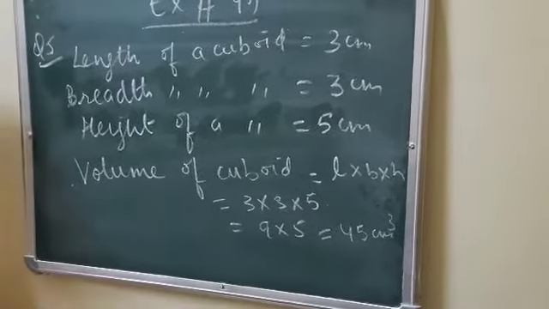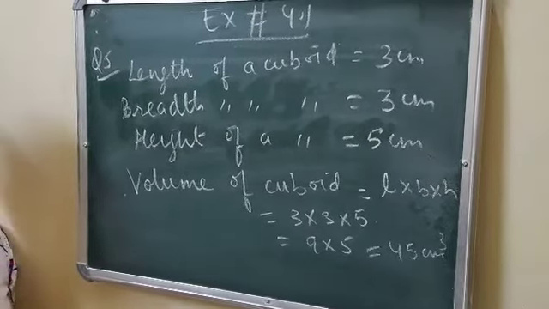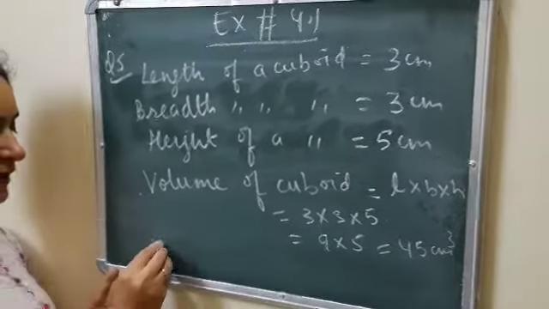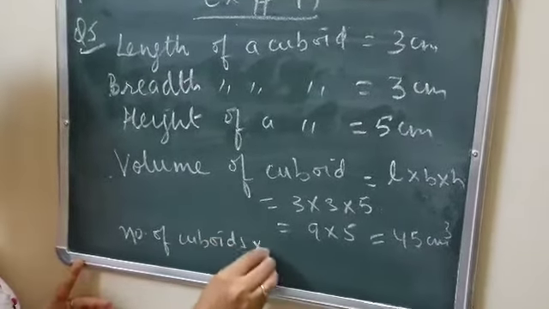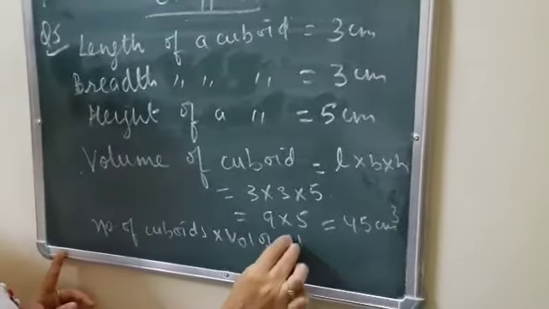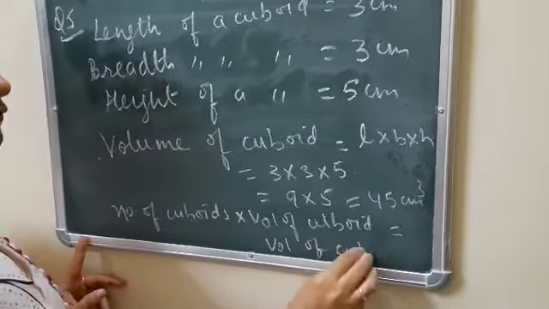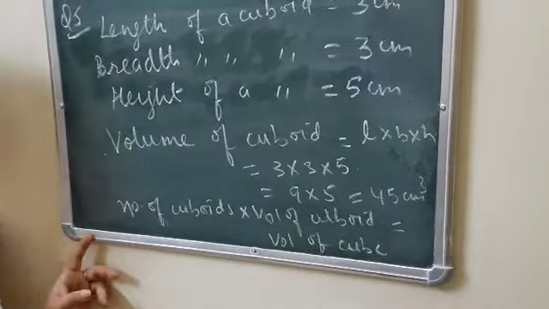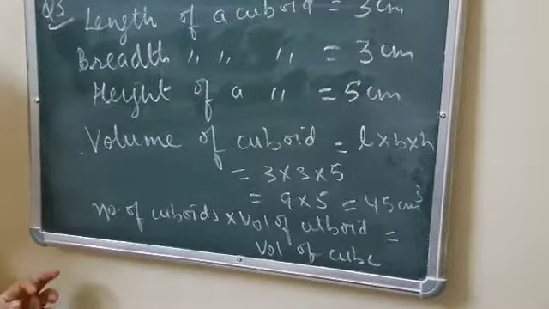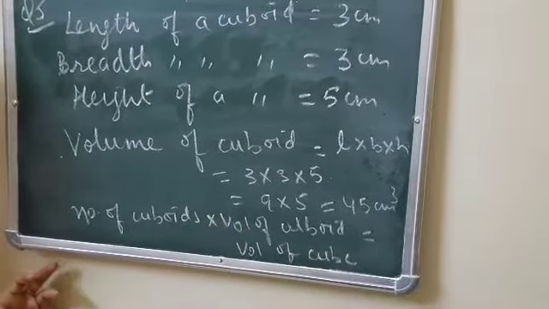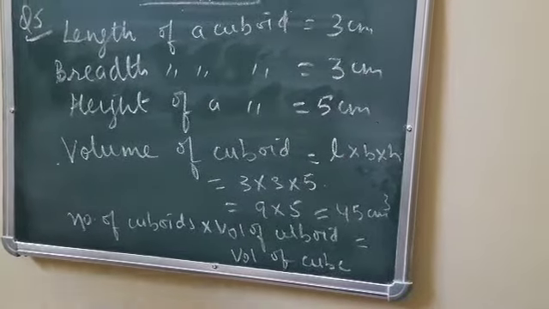How many such cuboids are needed so that one big cube is formed? So, whenever you have to find the number of something, what do we do? We have to see that number of cuboids into volume of cuboid will be equal to volume of cube. This is what is given in the question. The volume of a cube will be equal to this volume of cuboid multiplied by as many as we need. That we don't know. This number of cuboids we don't know. So number of cuboids into volume of cuboid is equal to volume of cube. This is what we require. So for that, what we will do?